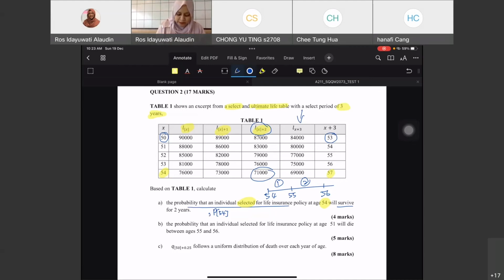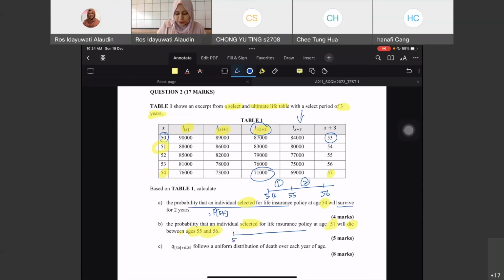Okay, the second one, the probability that an individual selected for a life insurance policy. So we know that it is from the select group at age 51. So he started joining the select group at age 51. Okay, so he will die between age 55 and 56. So here we have to use conditional probability, where the current age is 51, but we are interested only in, or we focus only on, the probability at age 55 and 56. I believe that you already know how to draw the timeline.